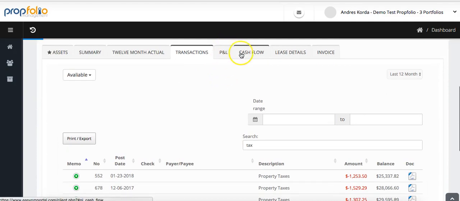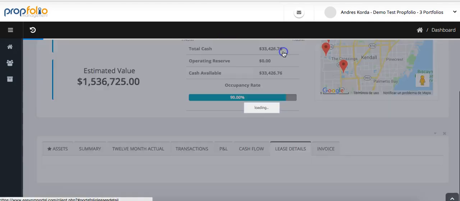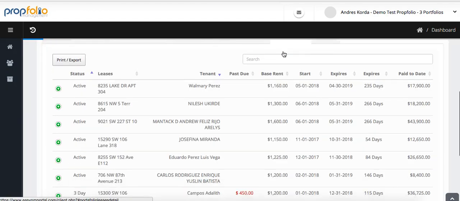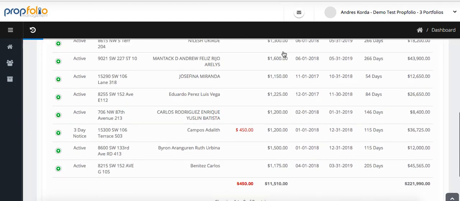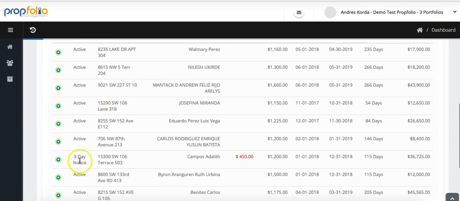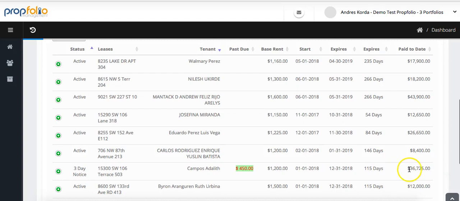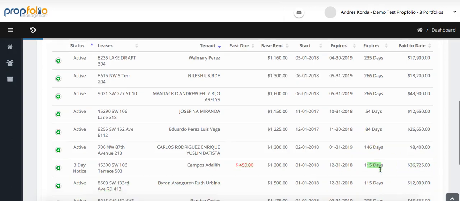Now there's another great tab which investors love, which is the lease details, which on a portfolio side gives you in 1 second a rent roll of that portfolio. And look, in 1 second you can know that there's a 3-day notice placed on this property because he owes $450 in the rent that month. Now you can tell that this person has already paid to date $36,000. It has a lease that expires in 115 days.